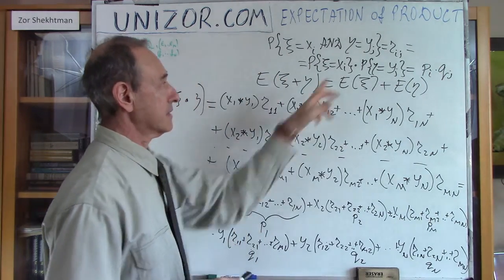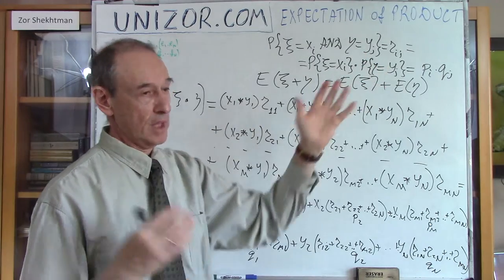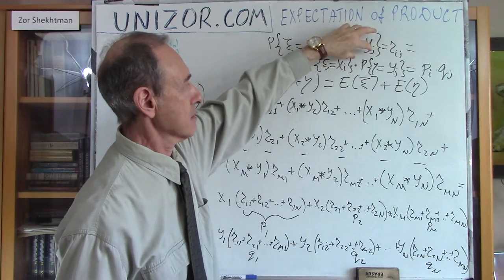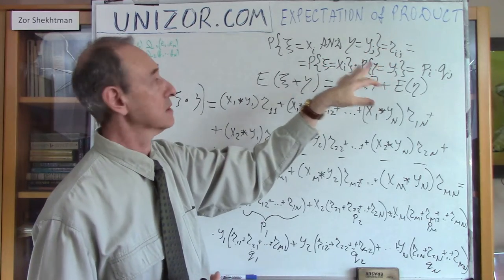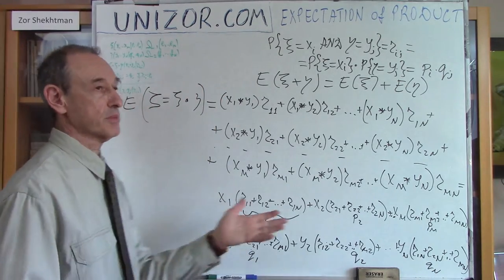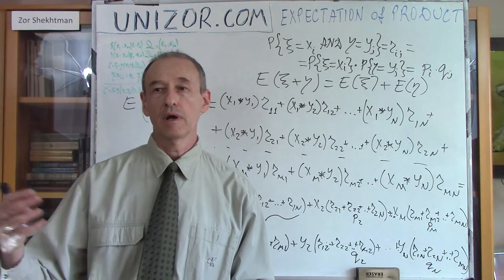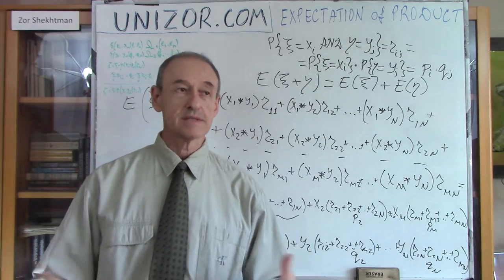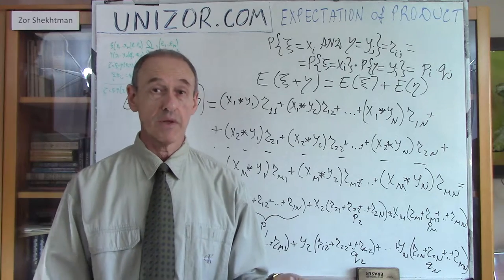So that is a very, very important property of independent variables. It's basically a property of independent events, this being one event and this being another, and if events are independent, the probability of the combination is equal to the product of the two probabilities. It's like the probability of one die to fall on number two and another to fall on, let's say, number four.